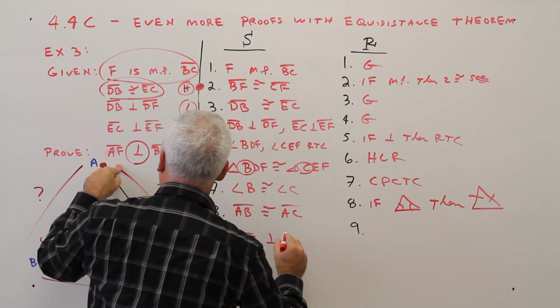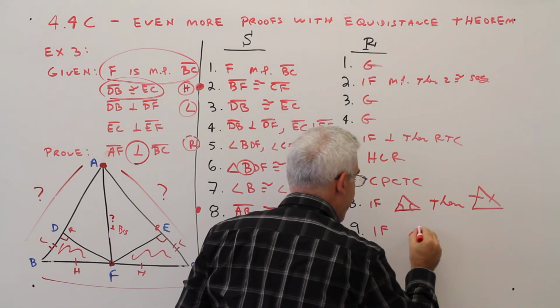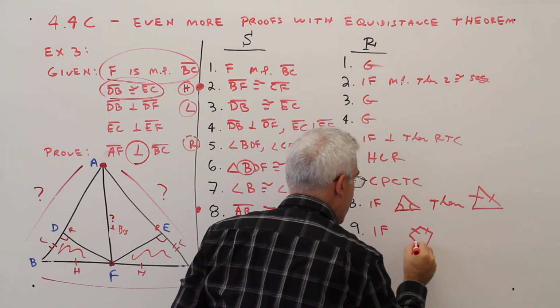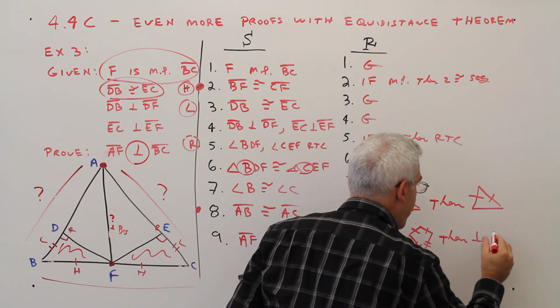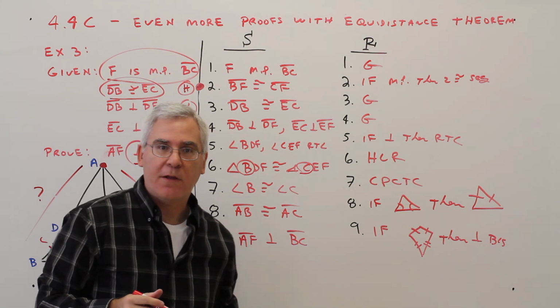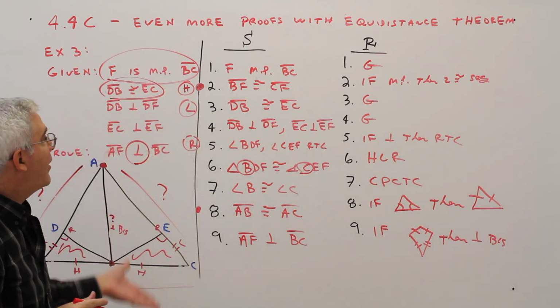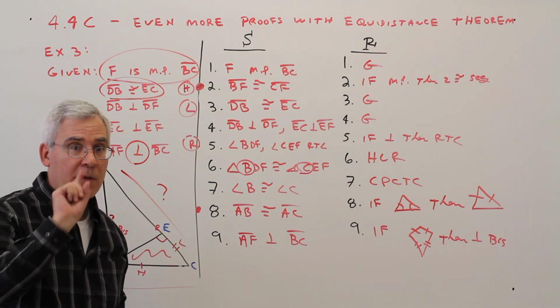AF is perpendicular to BC. If kite thing, then perpendicular. They don't care about perpendicular bisector, but I'll just throw it in to be consistent. And there you have it, how to do a slightly more involved proof with the equidistant theorem. Got one more to go.